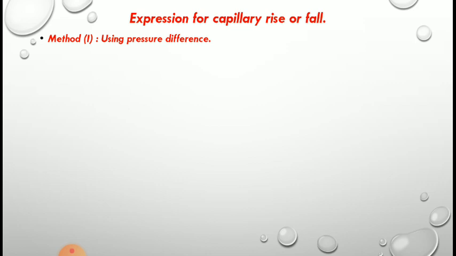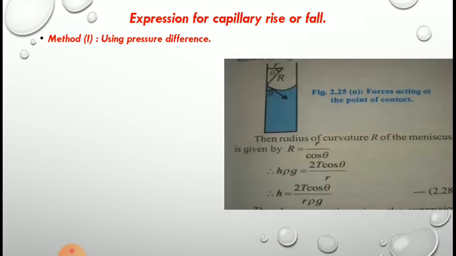Now let's find the expression for capillary rise or fall. Now there are two methods by which we can obtain the expression for capillary rise or fall. First method is by using pressure difference. For that, we consider this diagram. There is a capillary tube in which liquid is there. Let small r be the radius of capillary tube and capital R be the radius of concave surface of liquid inside the capillary tube. Let theta be the angle of contact.